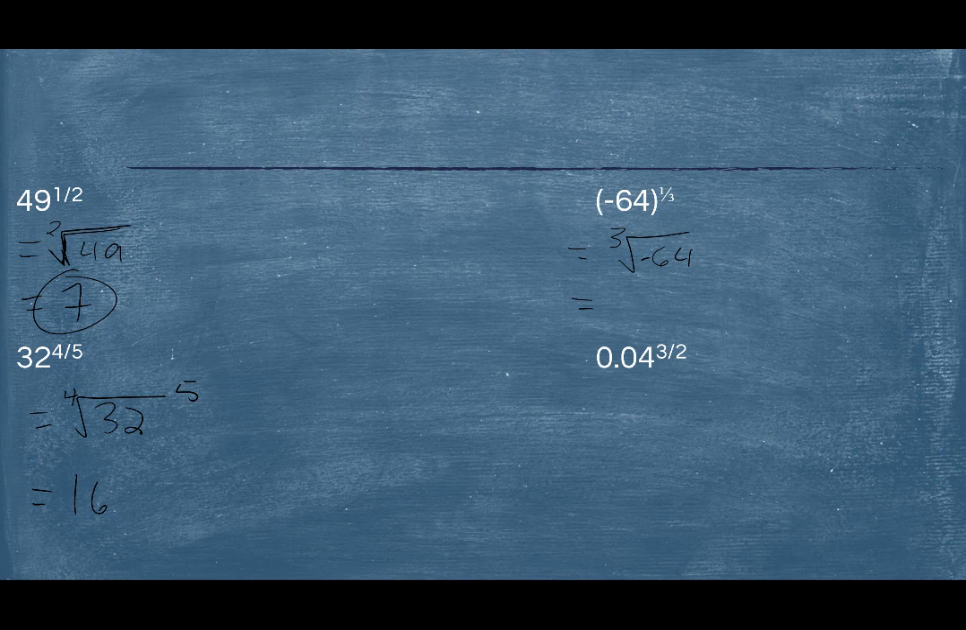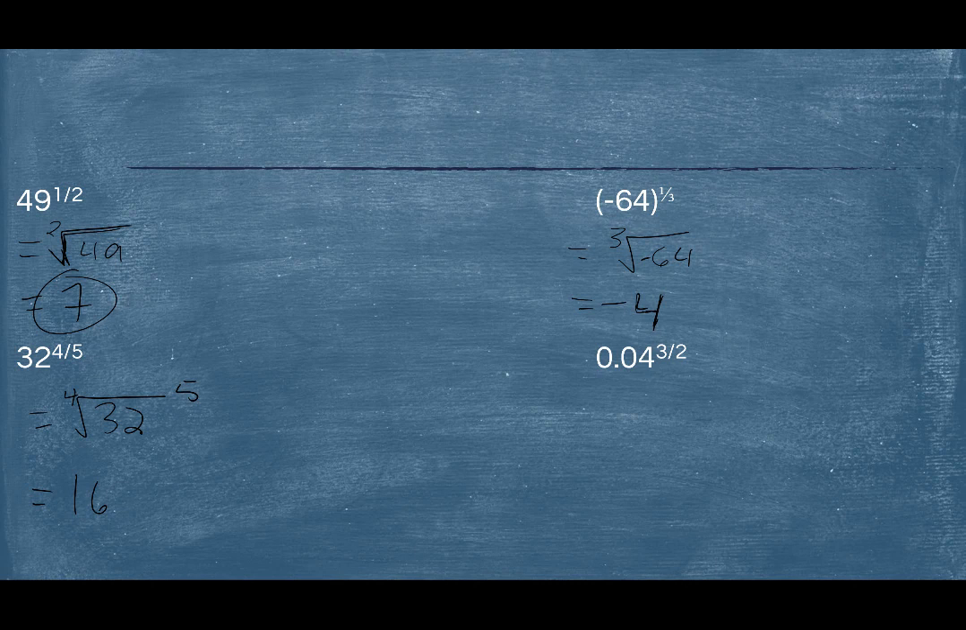I actually have a button that's third root. So I'm going to go third root of negative 64, and it's equal to negative 4. If it was square root, it wouldn't have worked, because you can't take the square root of a negative number.